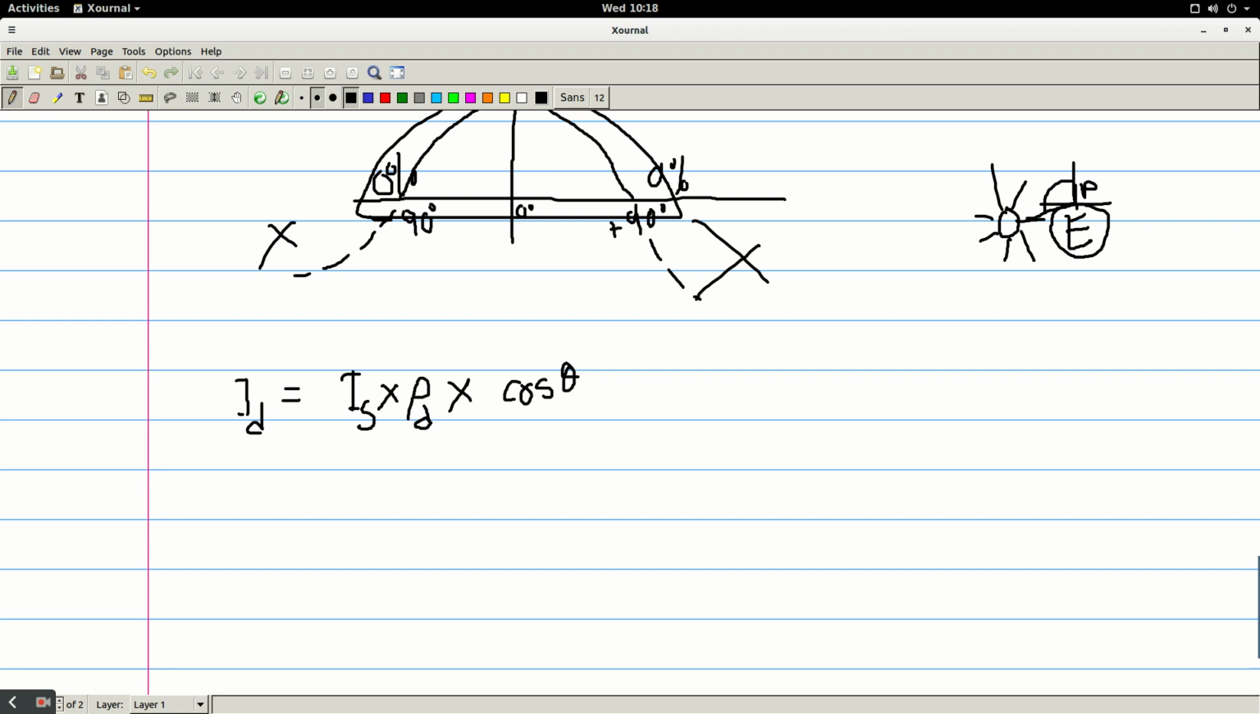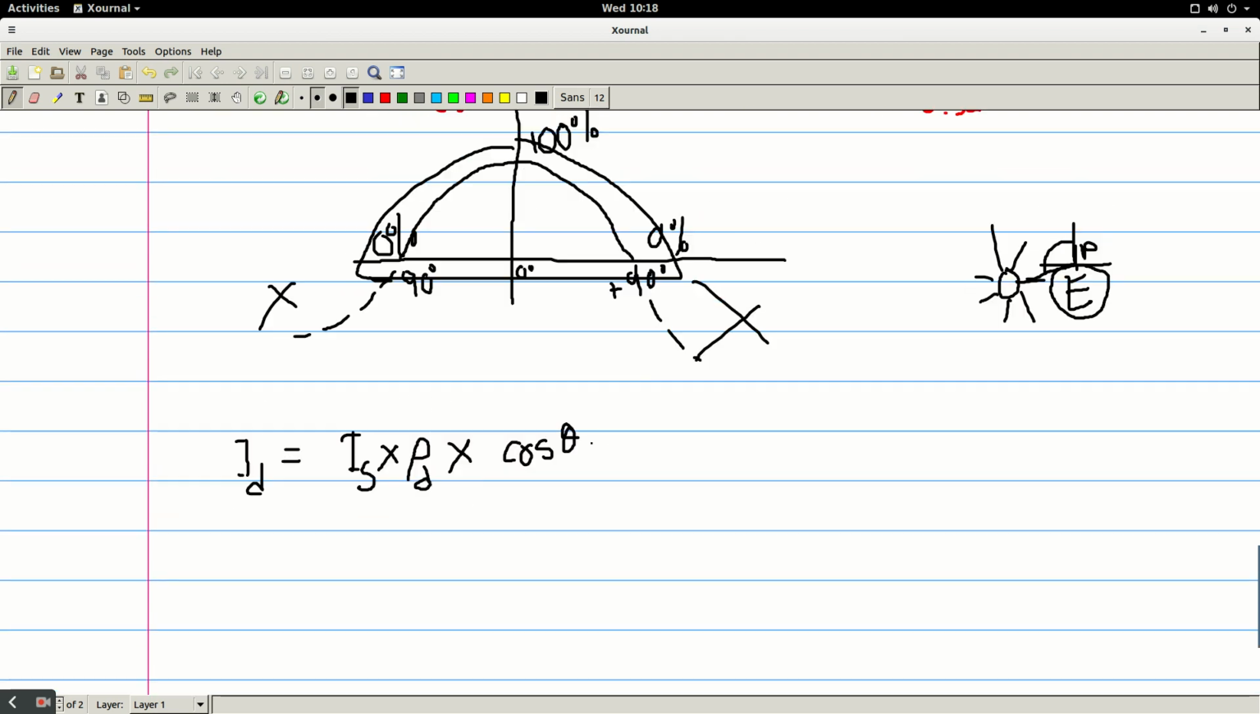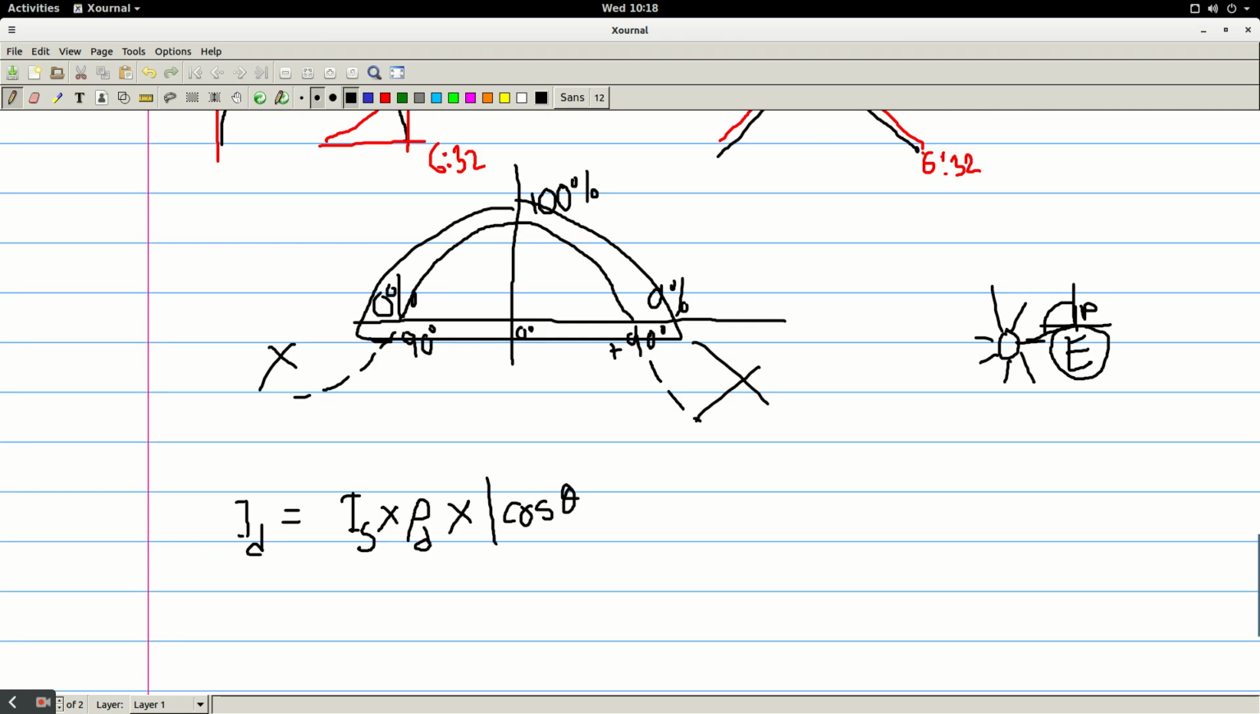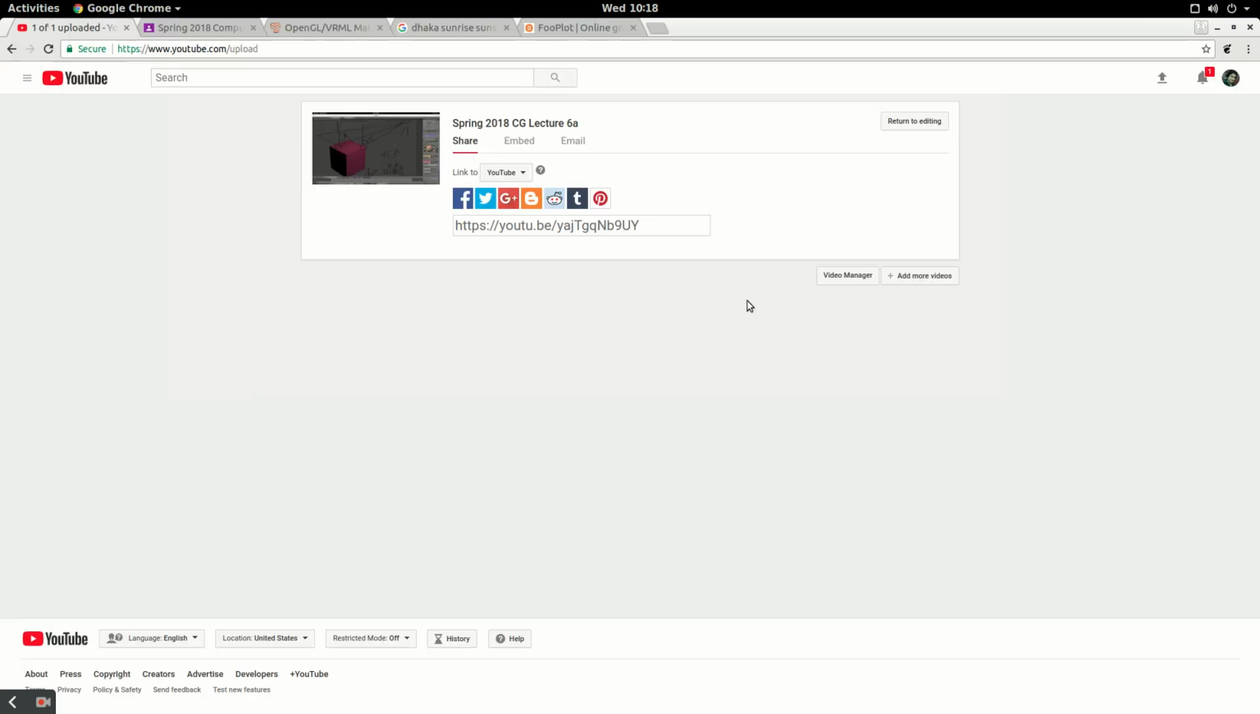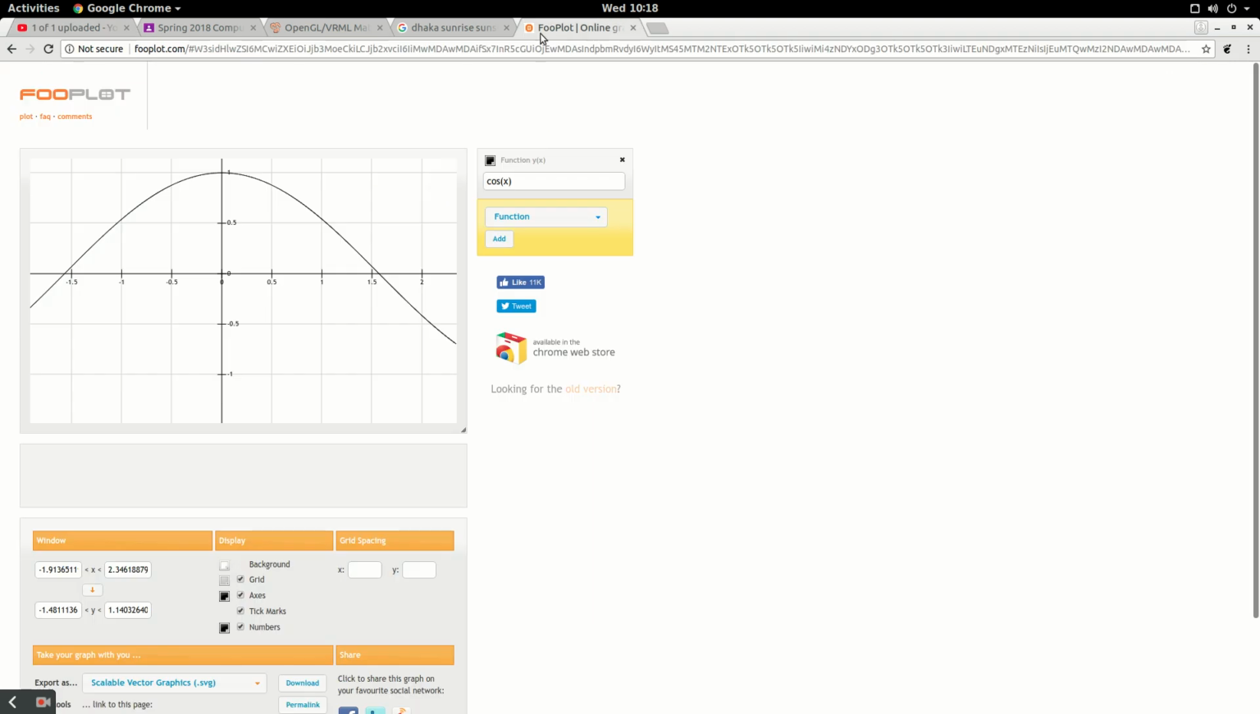And that's why we cannot use cos theta. An easy solution that may come to your mind is that since we cannot allow negative values, why don't we use absolute value then? Can we do this? We cannot do absolute value because, let me see if I can do it over here on the plot.